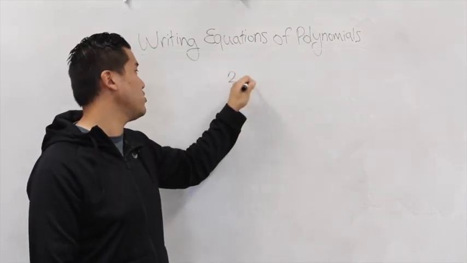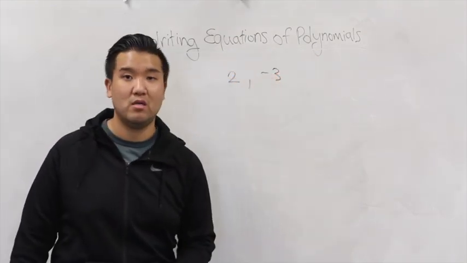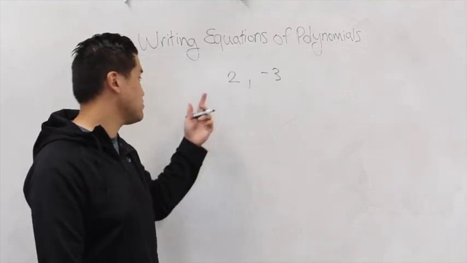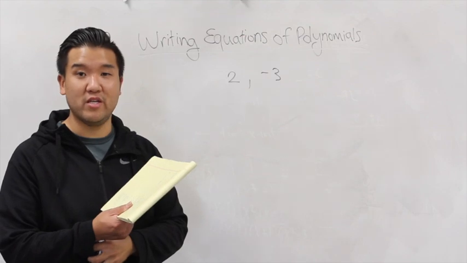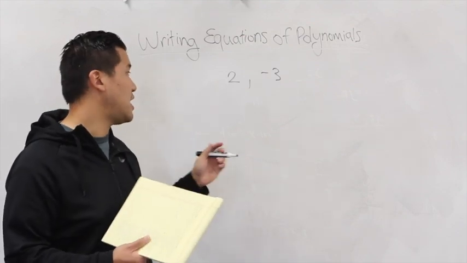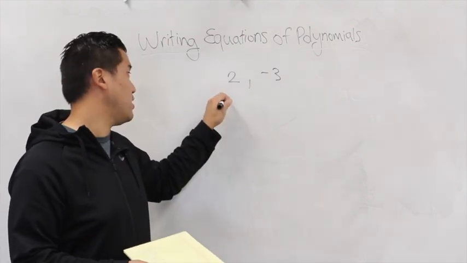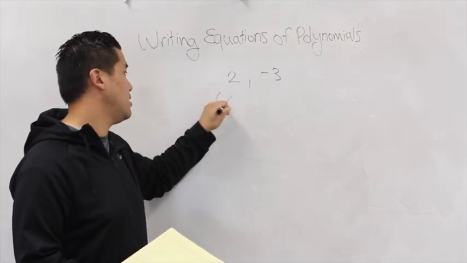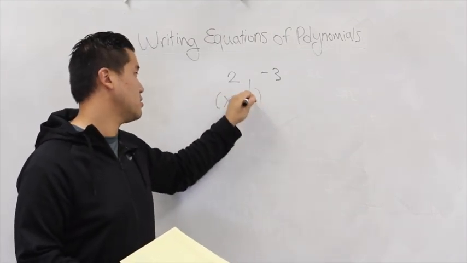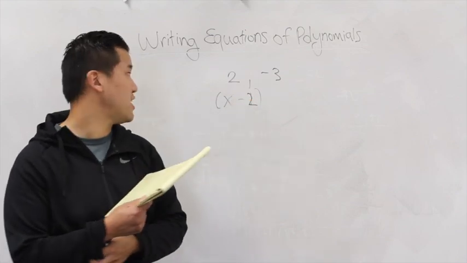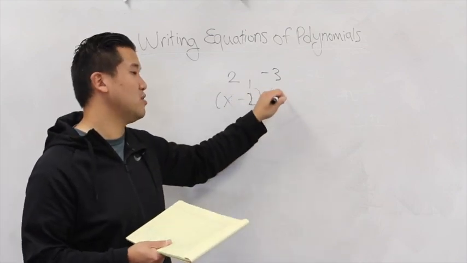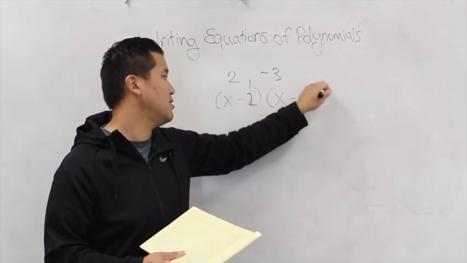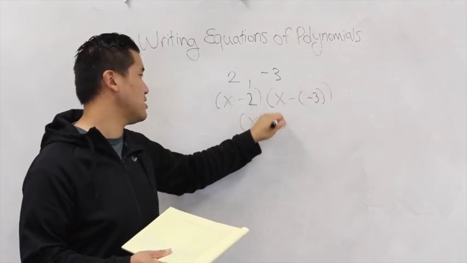So if I give you 2 and -3, these are my x-intercepts, and I want you to find the equation that has these two. How do you do that? We're going to go backwards. So if 2 is my x-intercept, what is my factor? It's x minus that number. If -3 is my x-intercept, what is my factor? x minus that number. So essentially, at the end of the day, we get x minus 2 and x plus 3.